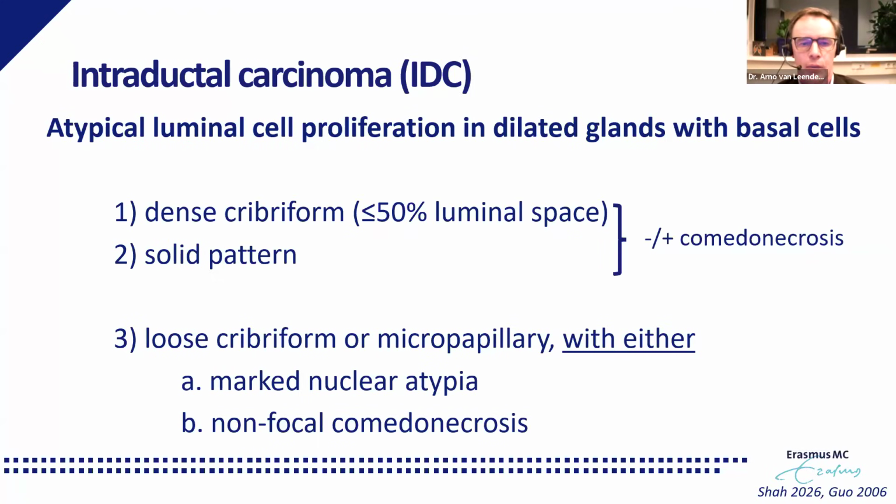Then sometimes you can also see tumors, or lesions, that do not fulfill this architectural criteria, for instance, that have loose cribriform pattern or micropapillary pattern, but that have extreme atypia. So atypia that is far beyond what's usually seen within prostate cancer, or that have comedonecrosis. Also in these areas, you can call this IDC, though it is very rare.